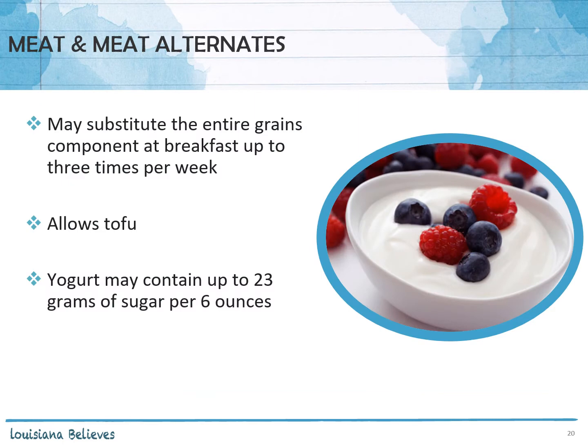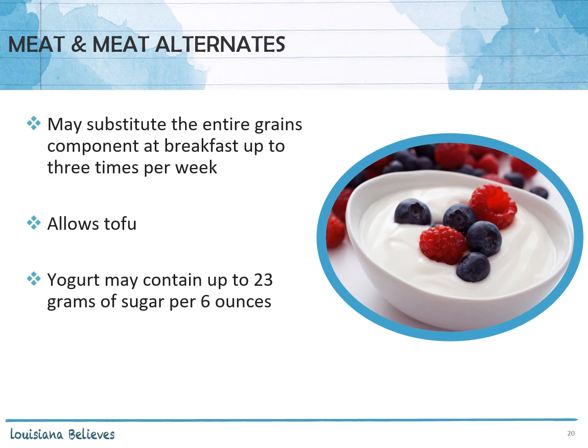The meat alternate component can include food items such as lean meat, poultry, or fish, eggs, dried beans and peas, yogurt, and nuts and seeds. Only commercially prepared firm and extra firm tofu may be used as a meat alternate. Tofu serving sizes of 2.2 ounces by weight or 1/4 cup of tofu must contain at least 5 grams of protein to credit as a 1 ounce equivalent of meat alternate.